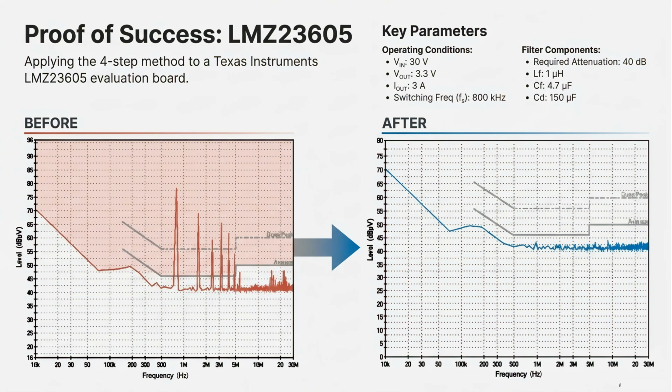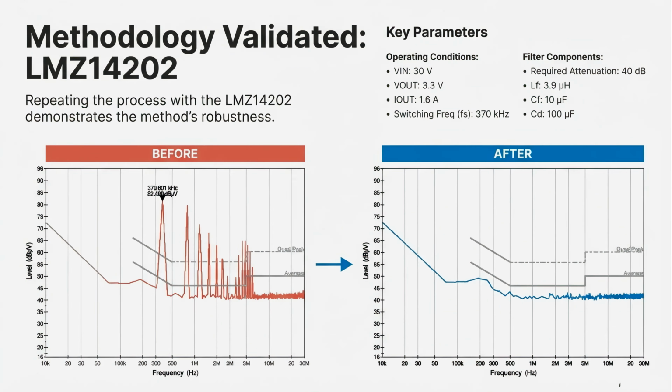Here is a proof of success applying the four-step method to a Texas Instruments evaluation board. The before graph shows non-compliance. The after graph shows emissions well below the regulatory limits. Repeating the process with a different converter, the LMZ14202, validates the method's robustness. Again, the filter design successfully reduces the conducted EMI to compliant levels.